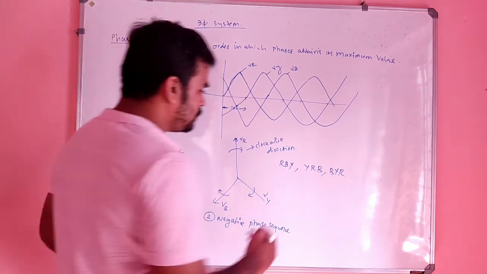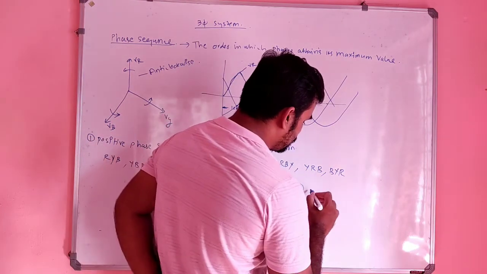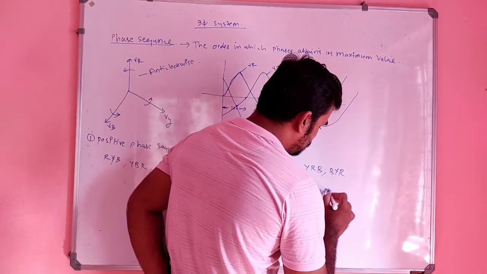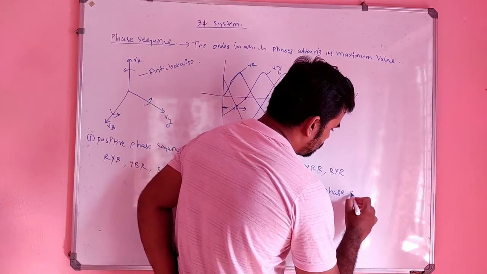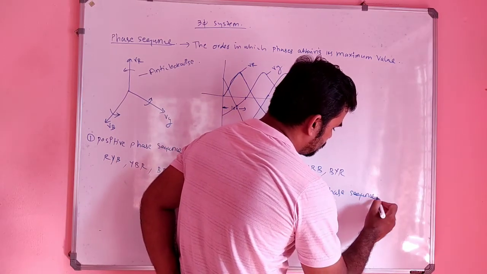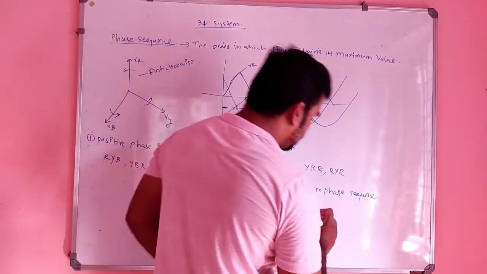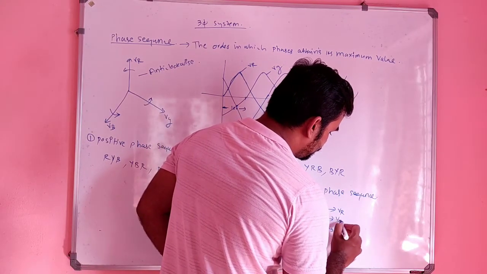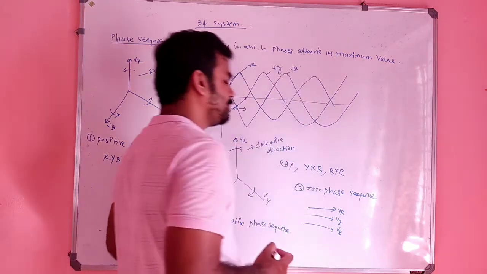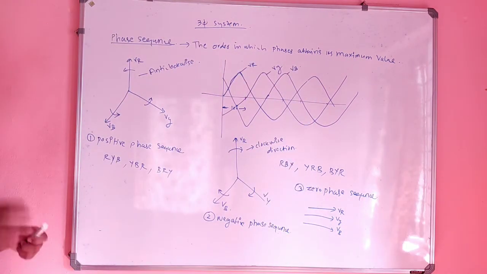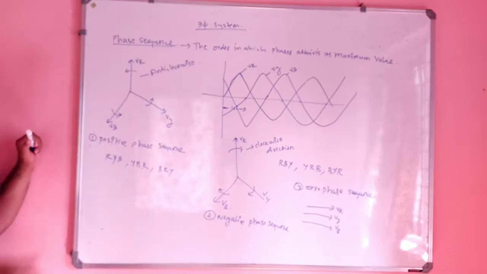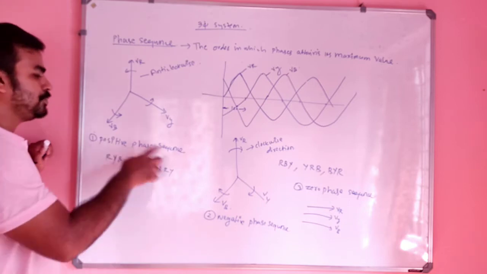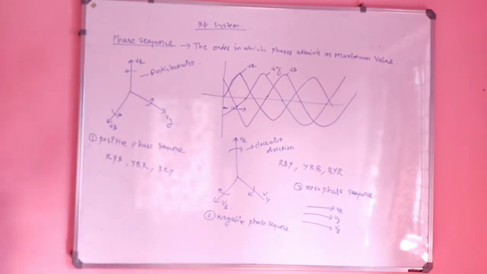Another one is called zero phase sequence. Zero phase sequence is when there is no phase angle difference between R, Y and B. Then it is called zero sequence vectors. That is not at all important. These two are very important: positive sequence and negative sequence.